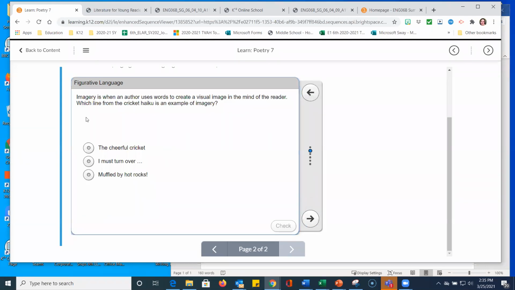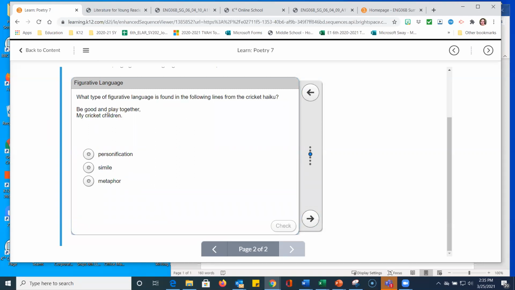Okay, question 2. Imagery is when an author uses words to create a visual image in the mind of the reader. Which line from the cricket haiku is an example of imagery? A, the cheerful cricket. B, I must turn over. Or C, muffled by hot rocks. Click on your answer, check it. When you know the correct answer, copy and paste the question and correct answer into your review document.